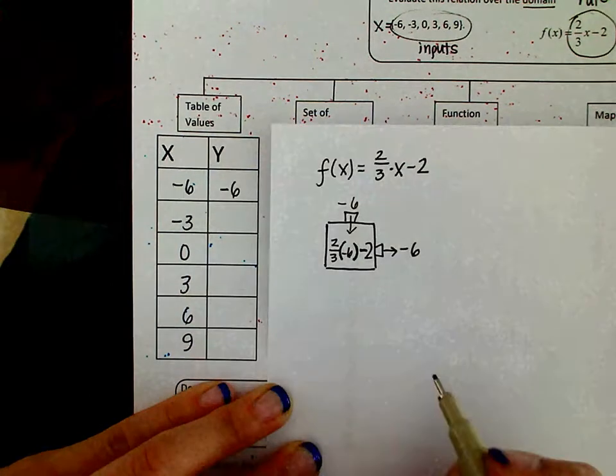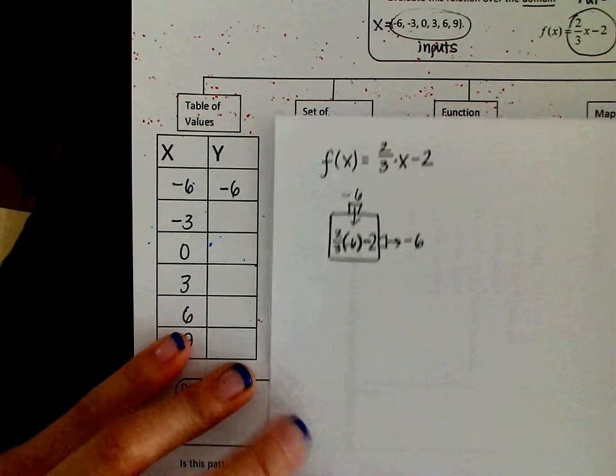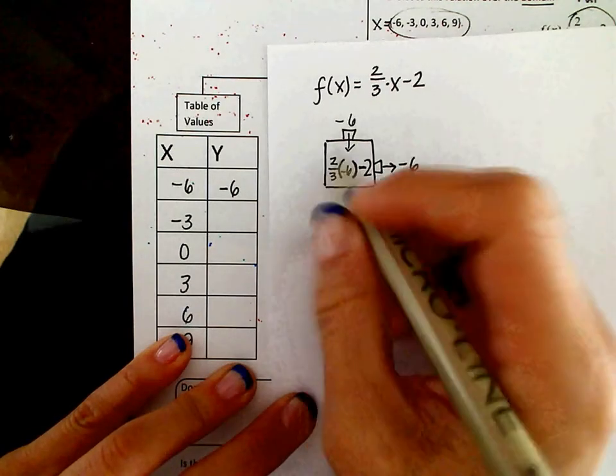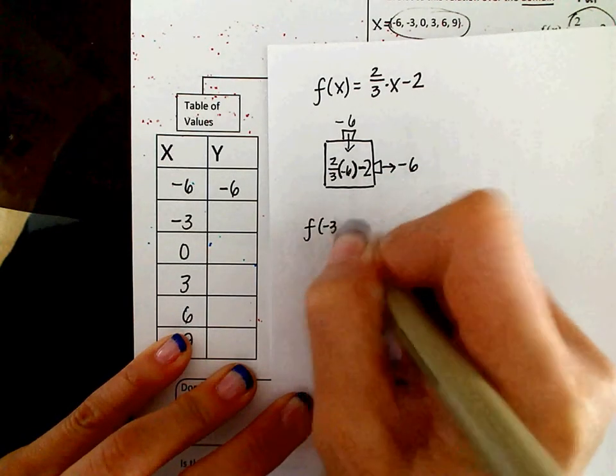Interesting that the input was -6 and the output also came out to be -6. There's no major coincidence here, it just happened to turn out that way this time. So we're going to put our output here.